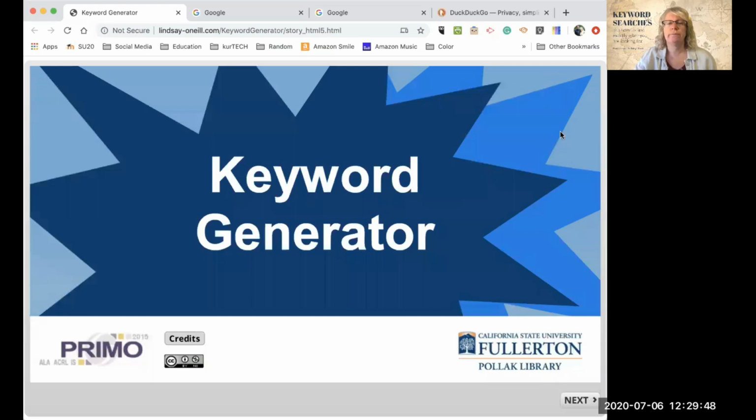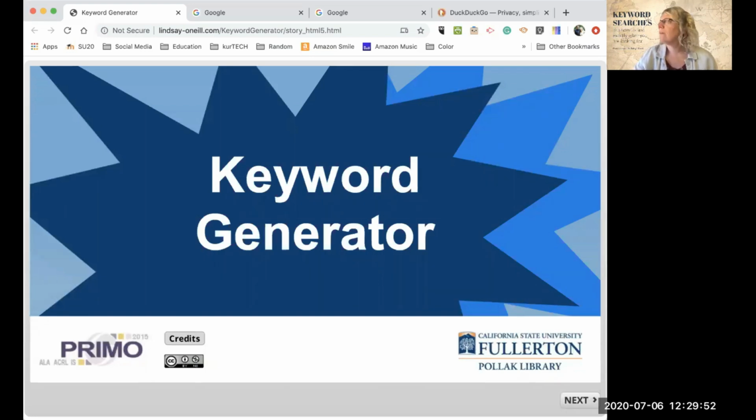Now, what's a keyword? Well, I'm going to take you to a site that will step you through the process of identifying keywords and make it a lot easier to find exactly what you're looking for. So let me do a screen share to a keyword generator. And this is a site from Cal State Fullerton.